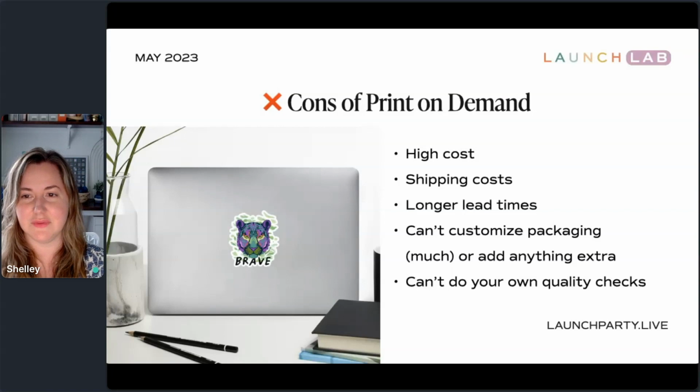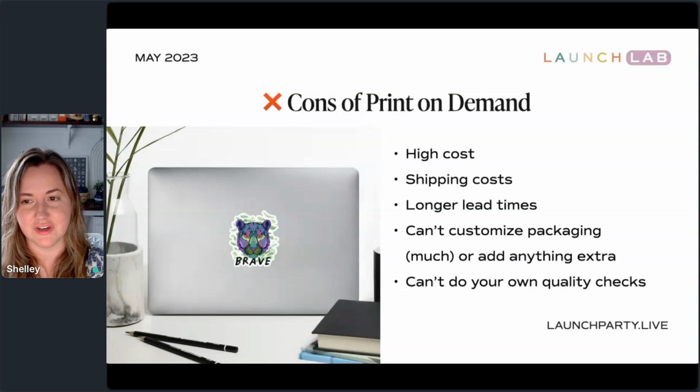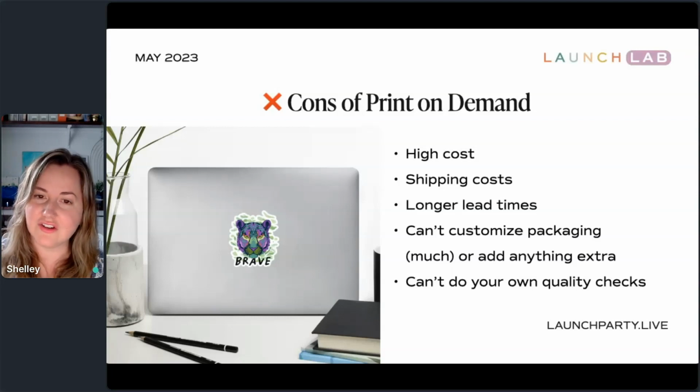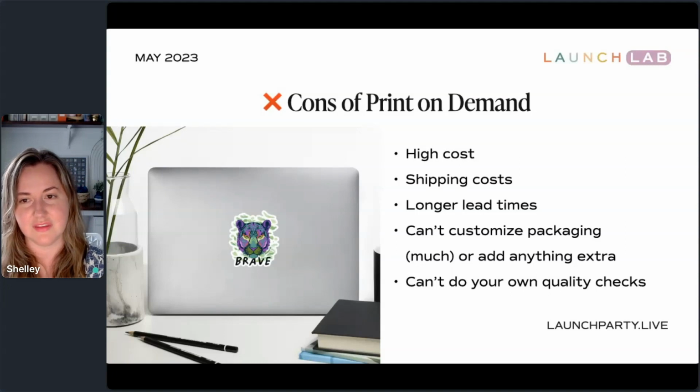You also can't customize the packaging much. I say much because you usually, depending on your platform, have options to add your logo, for instance, but that tends to be the maximum that you can do. So you can't get fancy or fun with your packaging very easily, and you can't add little extra things. Like if you want to maybe add a sticker or something like that, that's not something you can do with print on demand because you are not packaging yourself.